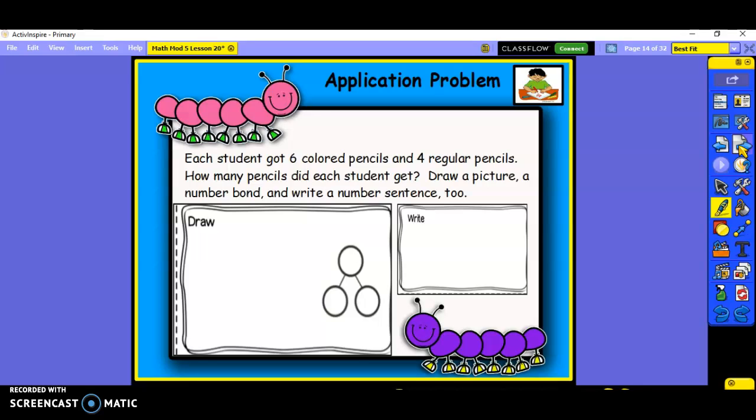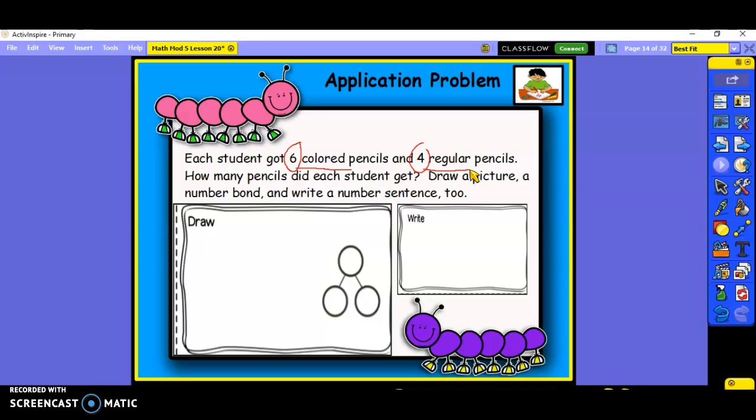Let's look at our application problem today. Each student got 6 colored pencils. Let's circle that important number. Each student got 6 colored pencils, and I'm going to underline that word colored. That's important. And 4 regular pencils.